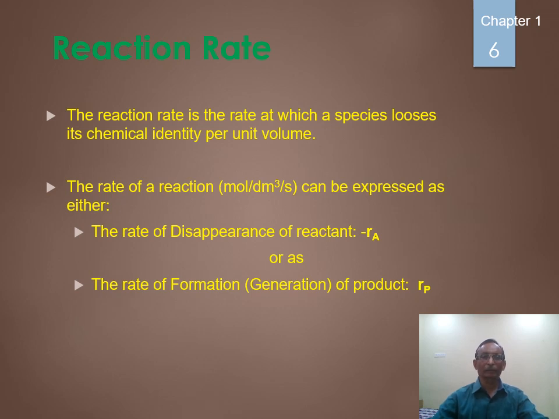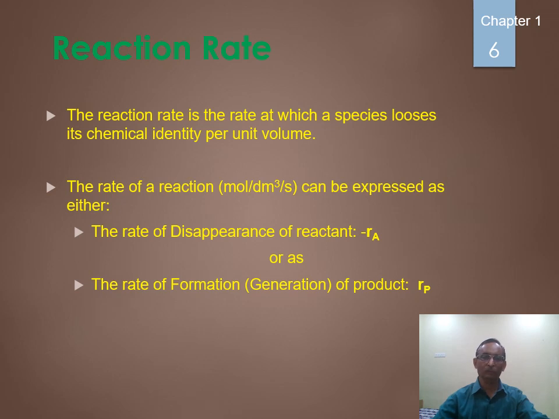The unit of the rate of a reaction is mole per decimeter cube per second, and it can be expressed as the rate of disappearance of reactant. Suppose you have a reaction A that gives product P. A is your reactant. If it is going to disappear, then you have to take the symbol minus RA. R means your rate of reaction, and A is the species A that gives product P. So A is consumed for the formation of the product P. That's why, if it is disappearing for the formation of the product, you use the symbol minus RA.